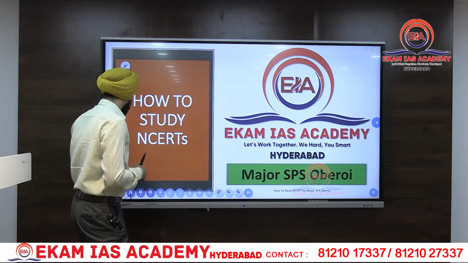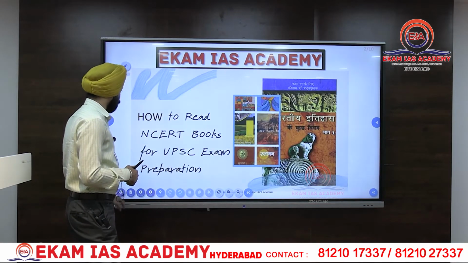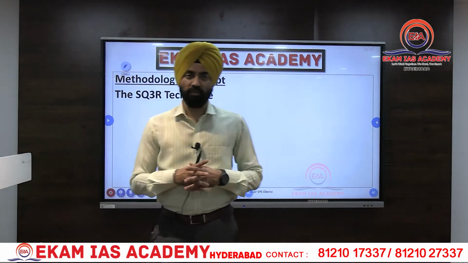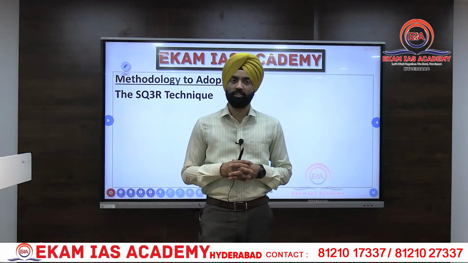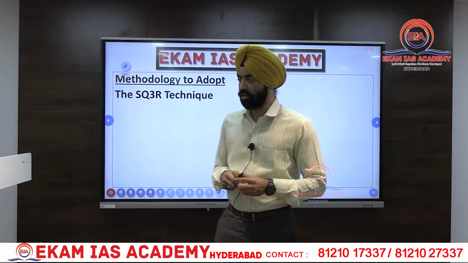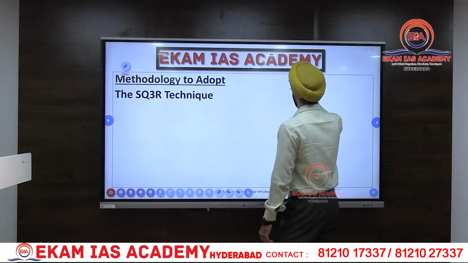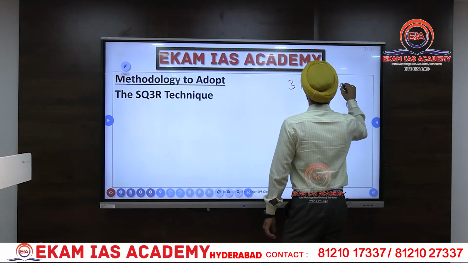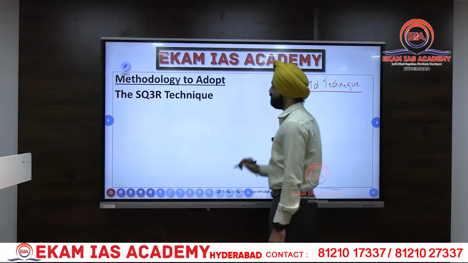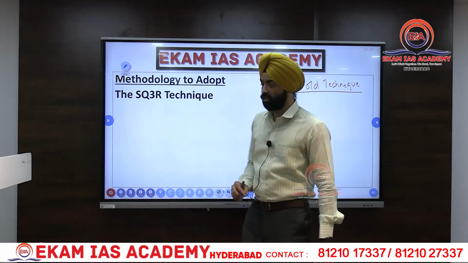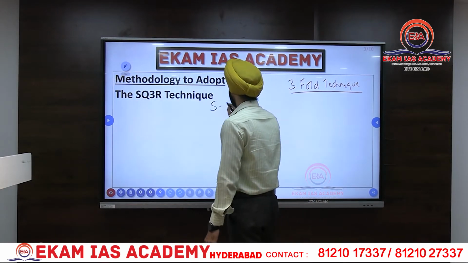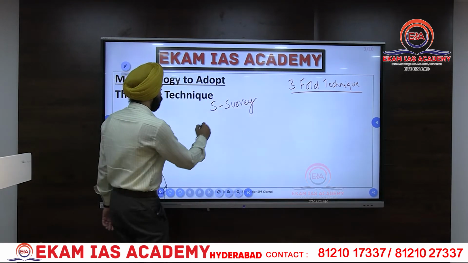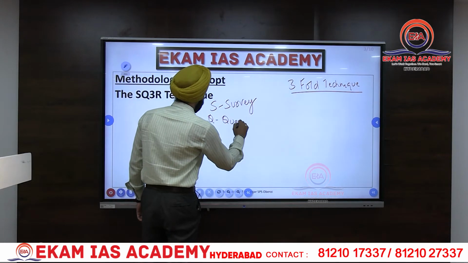What the data scientists say is that there are primarily two techniques of reading any book. The first technique is called the SQR3 technique. The second technique is called the threefold technique. We will talk about the threefold technique in some time. The SQR technique is nothing but S stands for survey, Q stands for question.